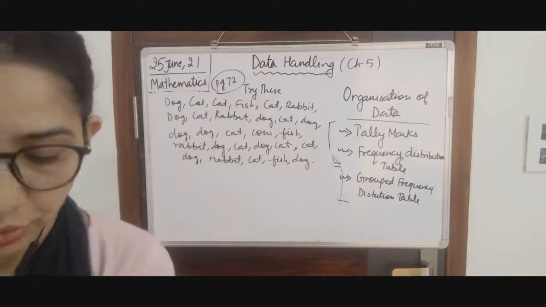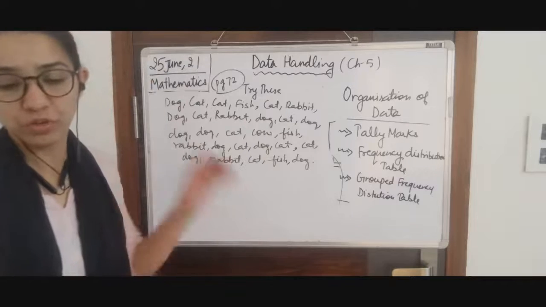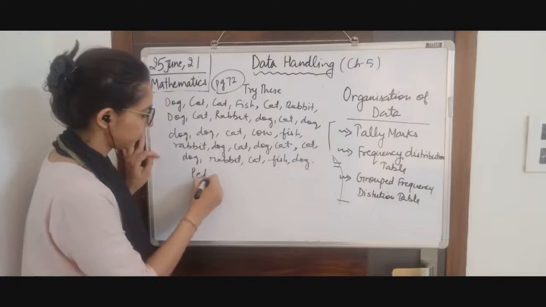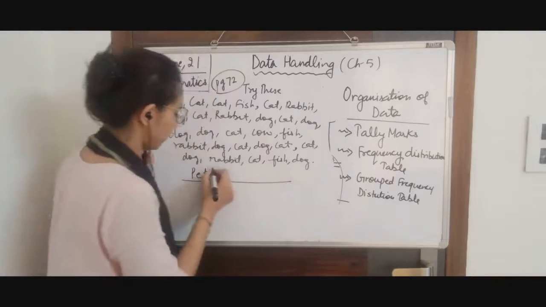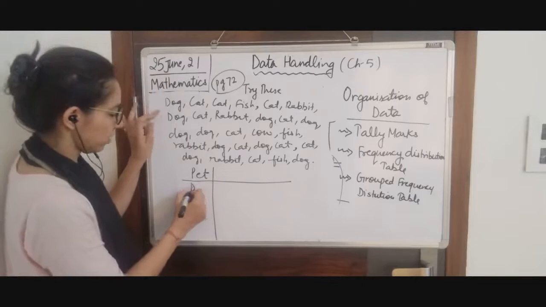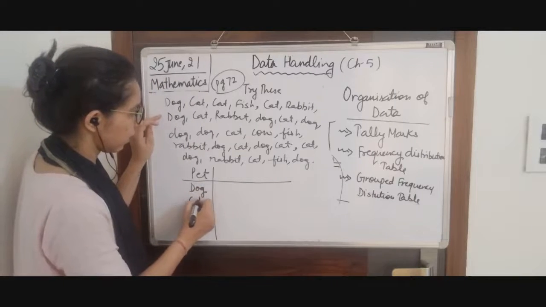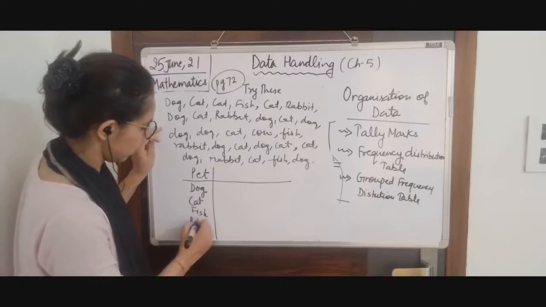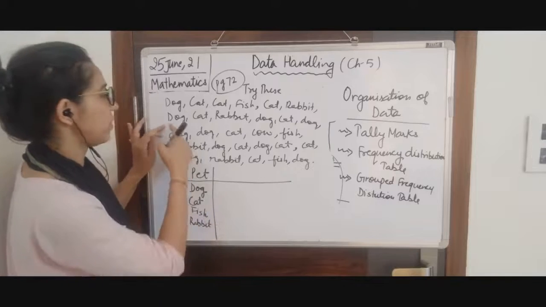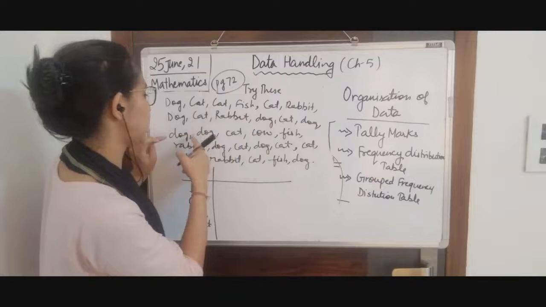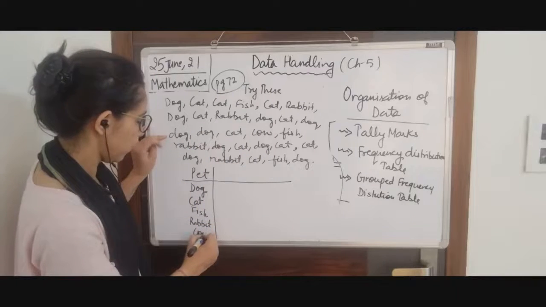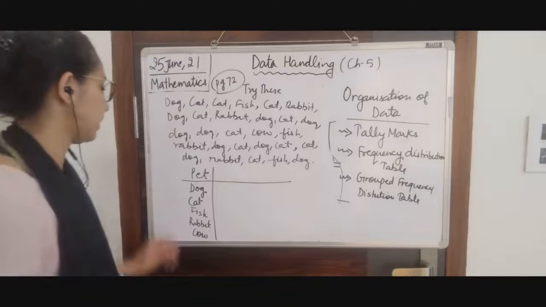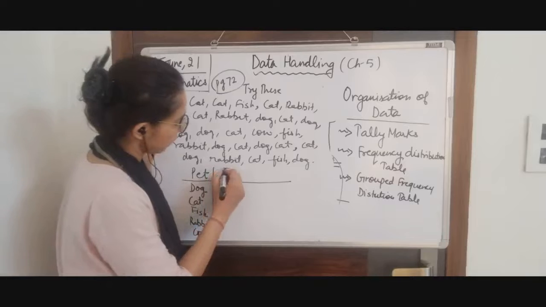We have to make a frequency distribution table for the same. For a frequency distribution table, first we have to write the pets given. How many kinds of pets do we have? We have dog, then cat, then fish, then rabbit, and then cow also. So we have 5 kinds of pets here, and then we are going to represent our frequency.